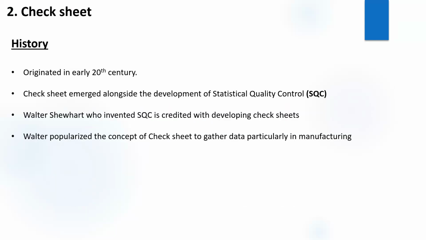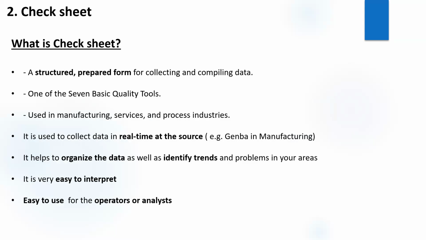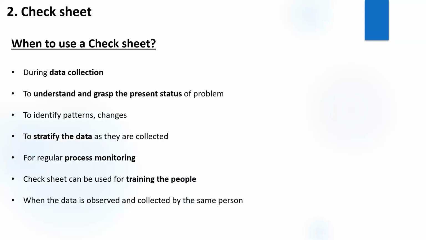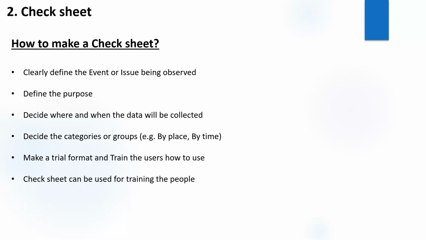So we started with the check sheet history. Who developed this check sheet? Walter Shewhart developed it, and he used it to gather data, particularly in manufacturing. It is a real-time data source, a structured form. It is very easy to interpret and easy to use. Then, when to use a check sheet? We can use it during data collection. If I would like to grasp the present status of my defects and rejections, I can use the check sheet. When I would like to stratify the data, I can use a check sheet. Also, I can use it for process monitoring, as well as for training people. Then we saw how to make a check sheet.